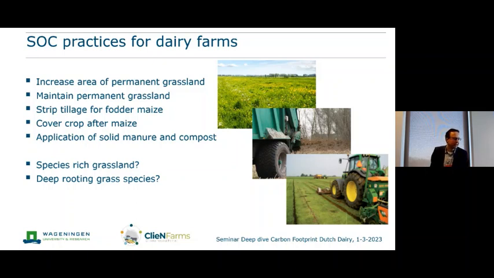Well, what are the kind of practices for dairy farms? It's, of course, maintaining permanent grasslands and increasing the area. For fodder maize, you can think about doing strip tillage in the grass, having good cover crops after maize, and application of solid manure and compost will help. And species-rich grassland and deep-rooting grass species, we expect them to contribute, but we don't have really hard data yet, as there are no good long-term trials on these. But for the future, and there especially, there is a link with biodiversity as well.